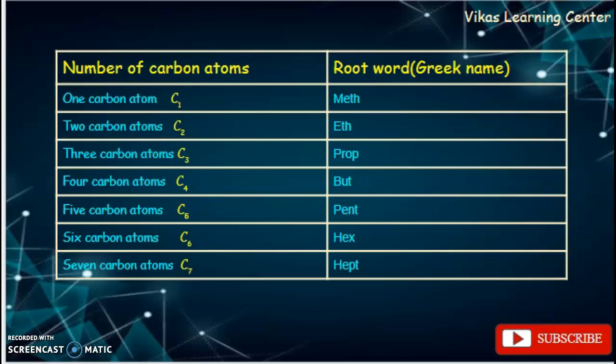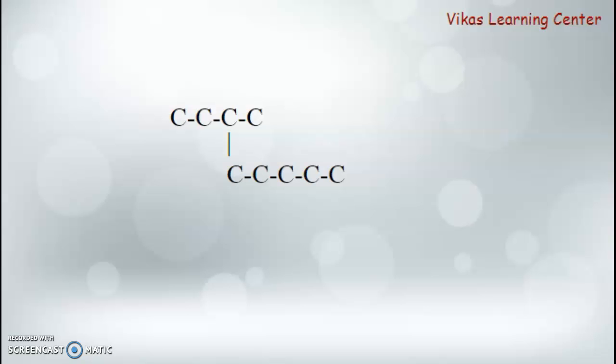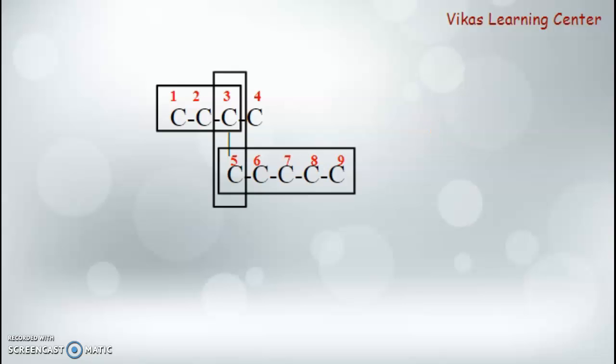So let's consider this organic compound now. How many carbon atoms are present in this organic compound? Well, you will definitely say it has 9 carbon atoms. That is not exactly right, because in this particular compound you will find it has 3 different chains instead of one long chain. But our rule says we have to find the longest chain in this organic compound.